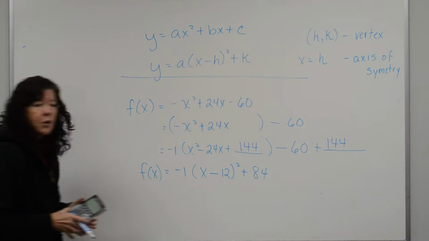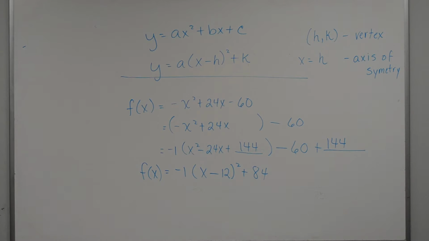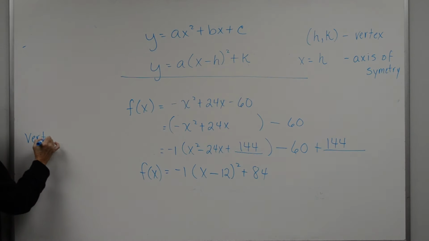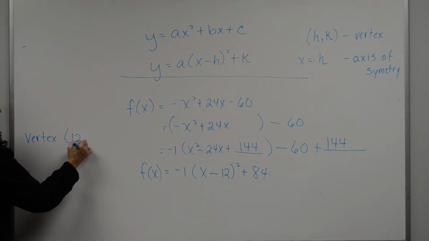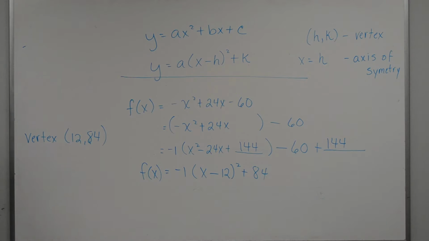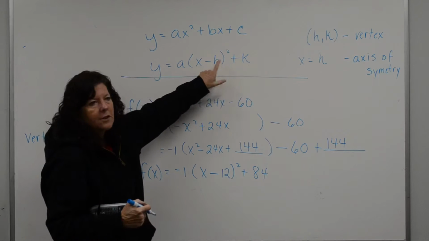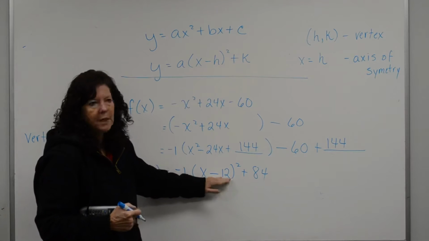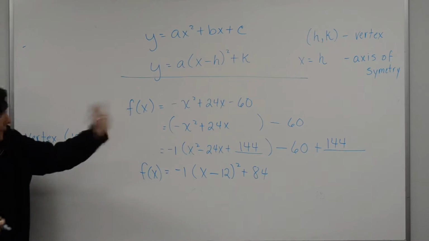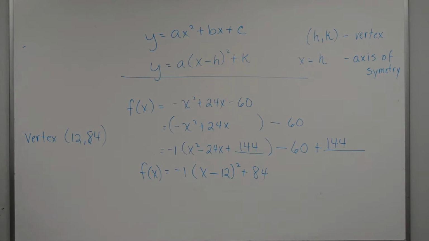Okay? So what's the vertex of this parabola? Right? Okay? See that minus h? That means it's going to be the opposite of whatever's inside this parenthesis. So it's going to be a positive 12, and then the 84 stands as it is. So it's 12, 84. Is this going to open up, or is this going to open down? Yeah. It's going to open down.